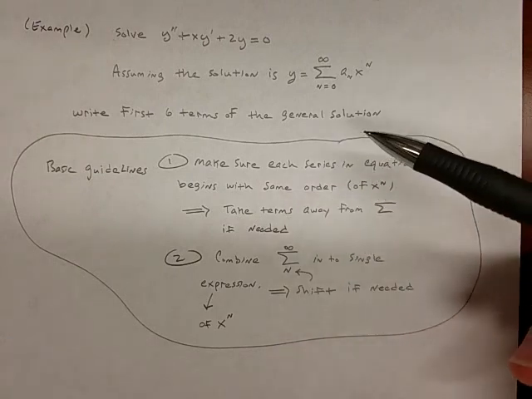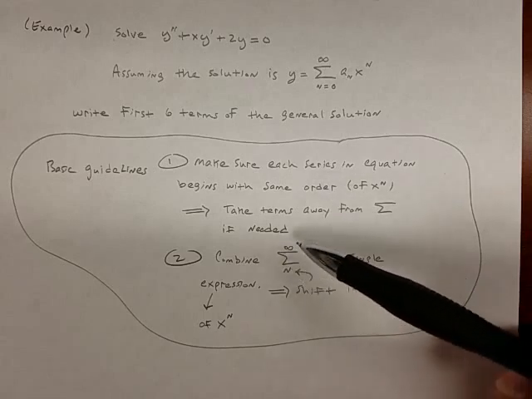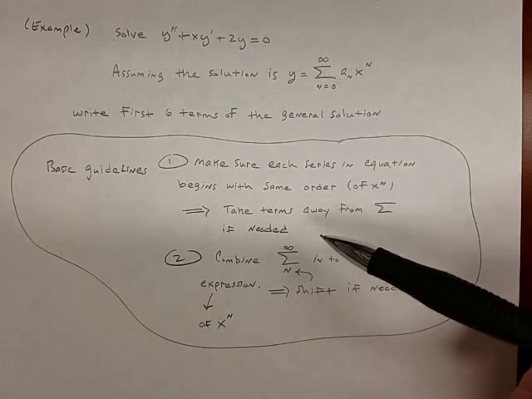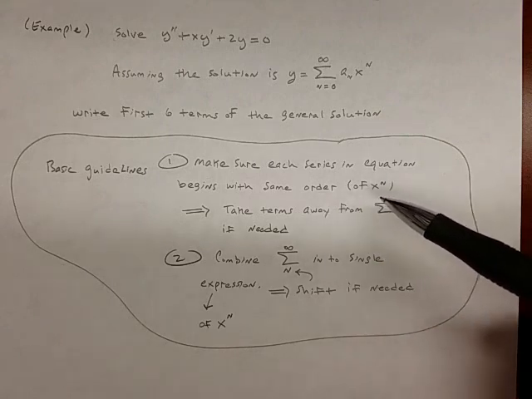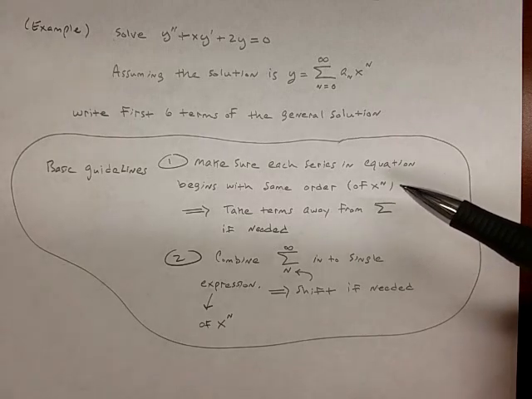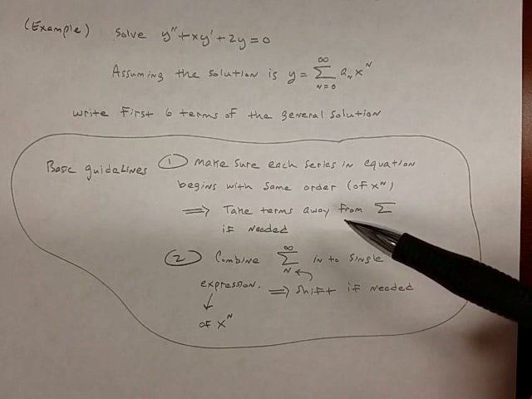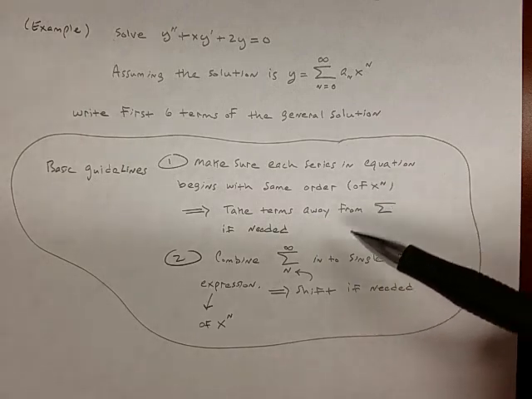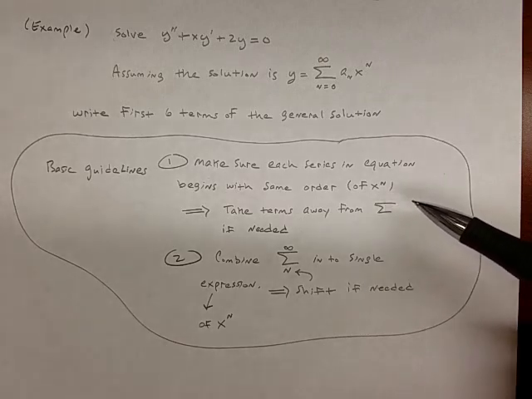Here's what I would do if I was trying to do this. Make sure that every summation that you see in your equation under this assumed solution begins with the same order of x to the n. So they should all begin with a constant term, or they should all begin with an x to the first power term. If you have to make that happen, take terms away. If it's not like that already, take terms away from these as needed to make them all equal, at least in terms of their order.